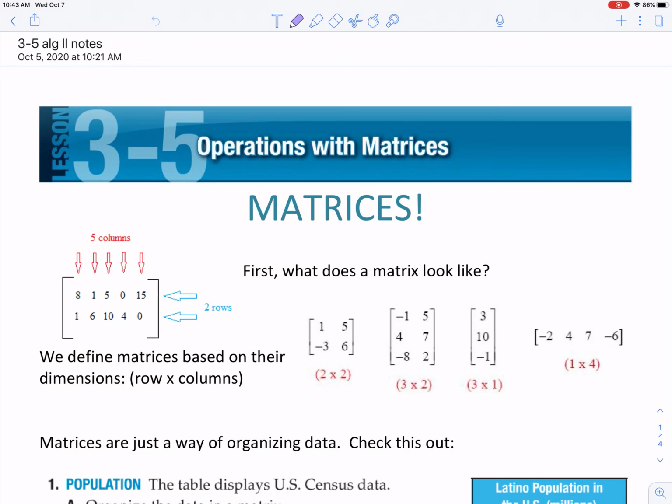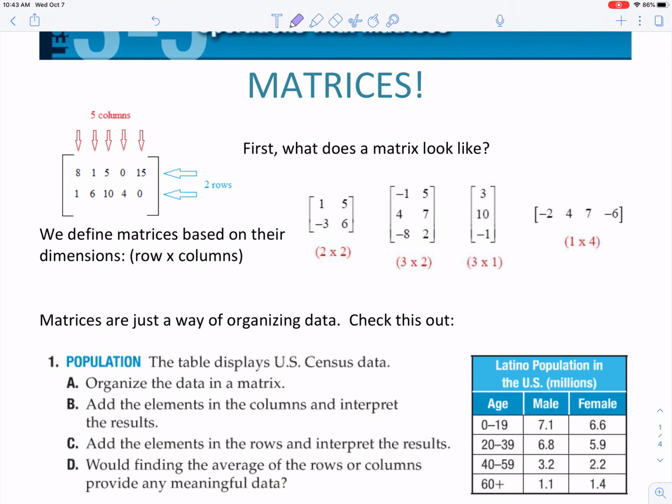So the rest of chapter 3, we're going to get to play with something called matrices. Matrices is the plural form for the word matrix. No, we're not going to be studying the movie or anything. So a matrix is just a way to organize data.